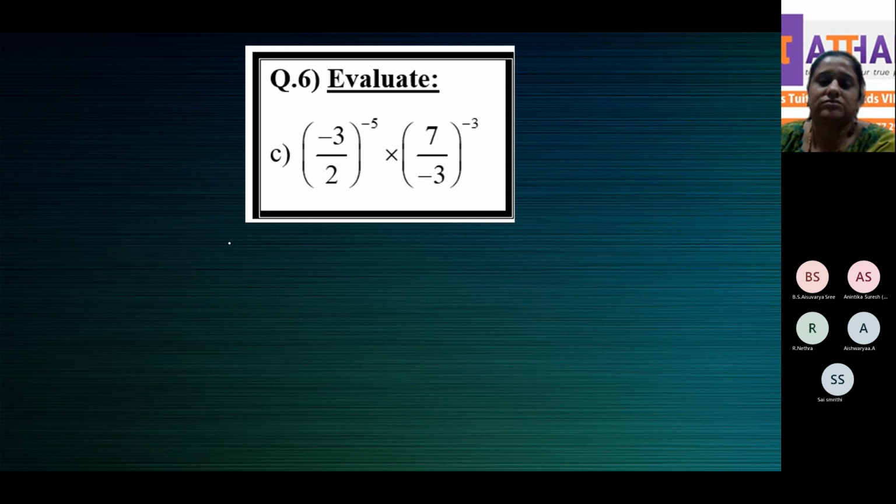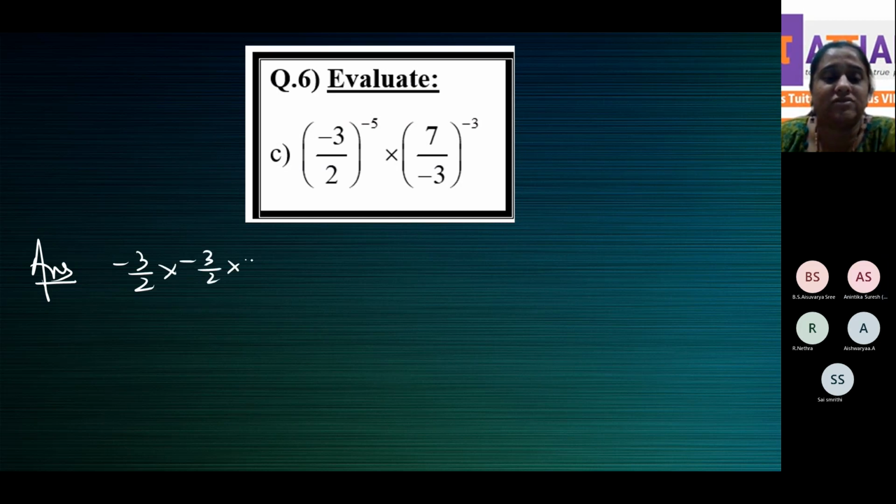Yes, children. How do you evaluate this? You cannot use any rule here because bases are different, powers are different. So straight away, what do you mean by minus 3 by 2 to the power 5? It's minus 3 by 2 into minus 3 by 2 into minus 3 by 2 into minus 3 by 2 into minus 3 by 2.